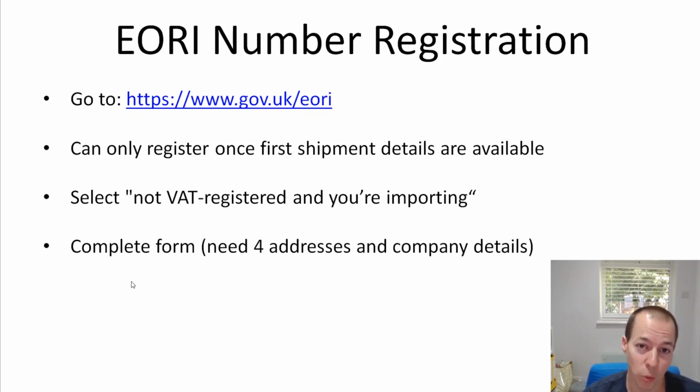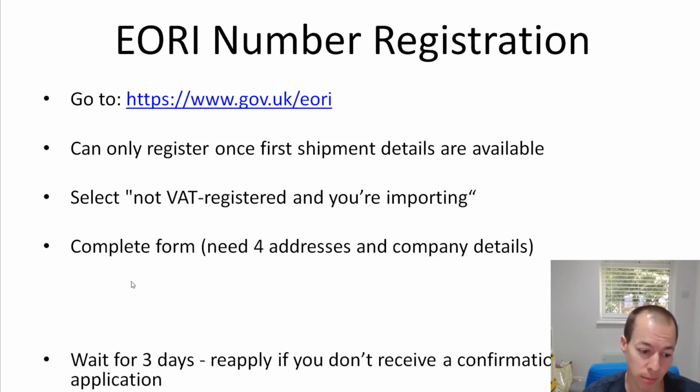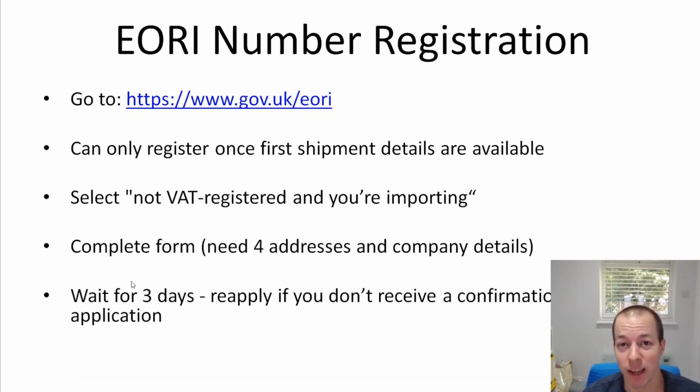You need to complete the form, and you need 4 different addresses to hand. That's your business address, your freight forwarder address, your supplier's address, and the Amazon address. Now obviously your freight forwarder and supplier can give you those addresses, and the Amazon address you will get once you've created your shipment in Amazon. Then once you have applied, it takes around 3 days for the application to be processed.